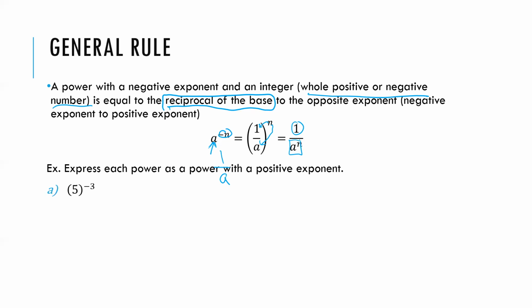I have 5 to the power of negative 3, and then I have negative 3 to the power of negative 4. So for the first one, 5 to the power of negative 3, what I'm going to do is, again, think about the reciprocal.